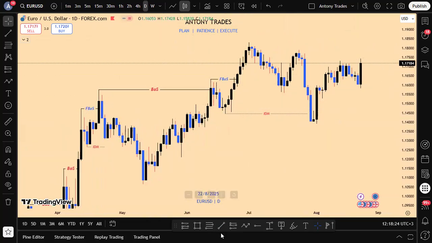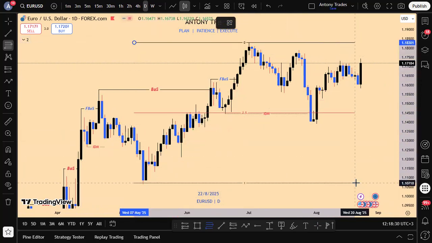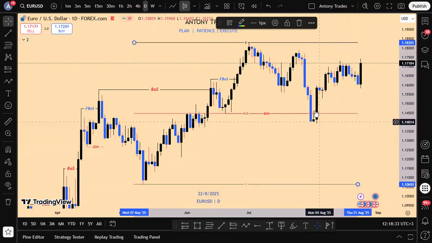Did the market come to the 50%? Let us check with the Fibonacci tool, from the swing high to the swing low. Perfectly, the market has already traded to the 50%. So what does that mean? That means the market can now push to the upside and break this high on top here, around here.